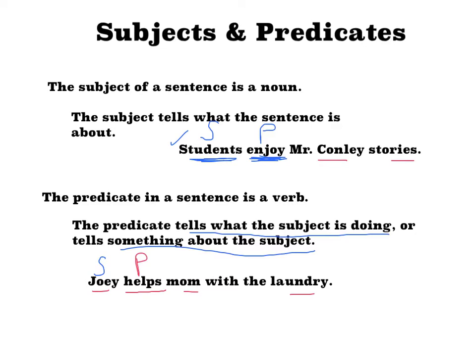So hopefully you can see, after looking at these two sentences, that the subject and the predicate go together. And again, it goes back to our definition that the subject tells what the sentence is about. This first sentence is about students. The second sentence is about Joey. What's students doing in the first sentence? They are enjoying. And what's Joey doing in this second sentence? He is helping. So subject and predicate always go together.